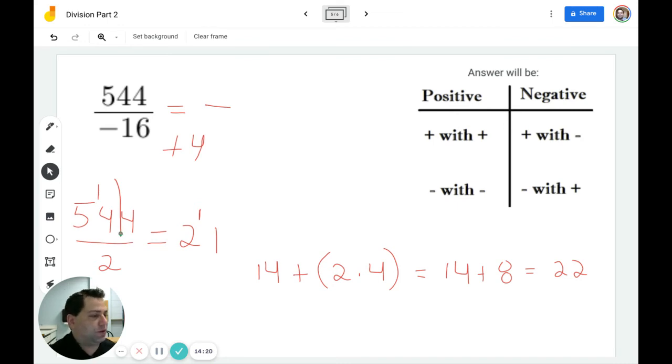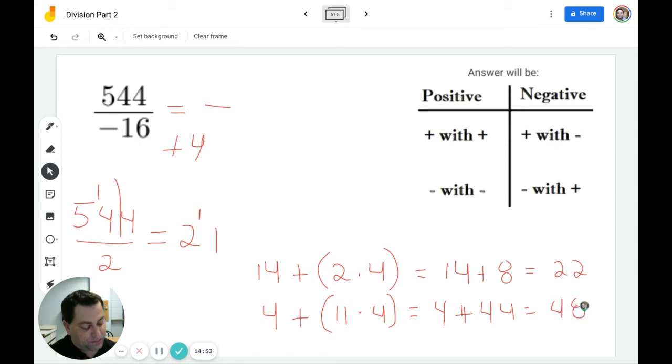We're crossing over to the remainder line. And now I am left with 4, plus my previous answer of 11 times my multiplier of 4, so 4 plus 44, which is 48. Well, I've crossed the remainder line. I have to go back to 16, right?